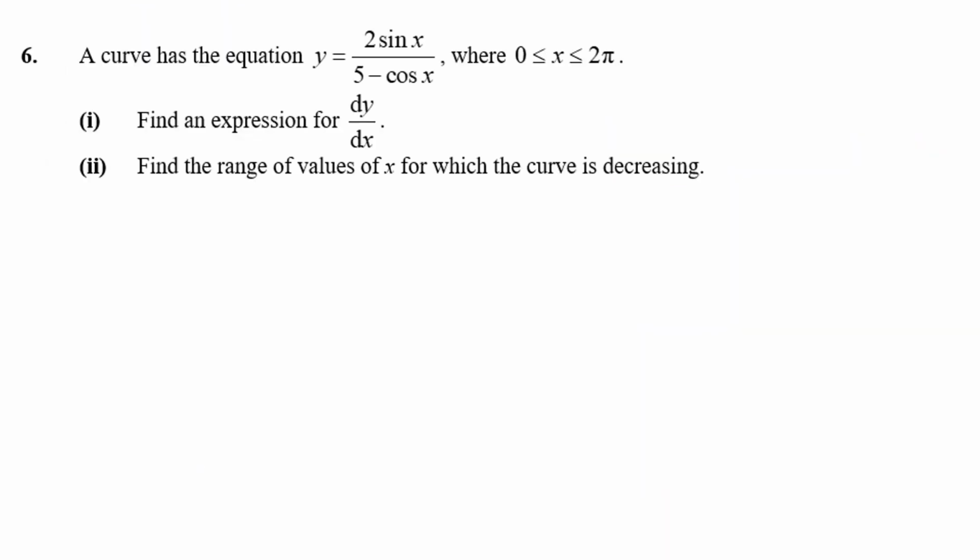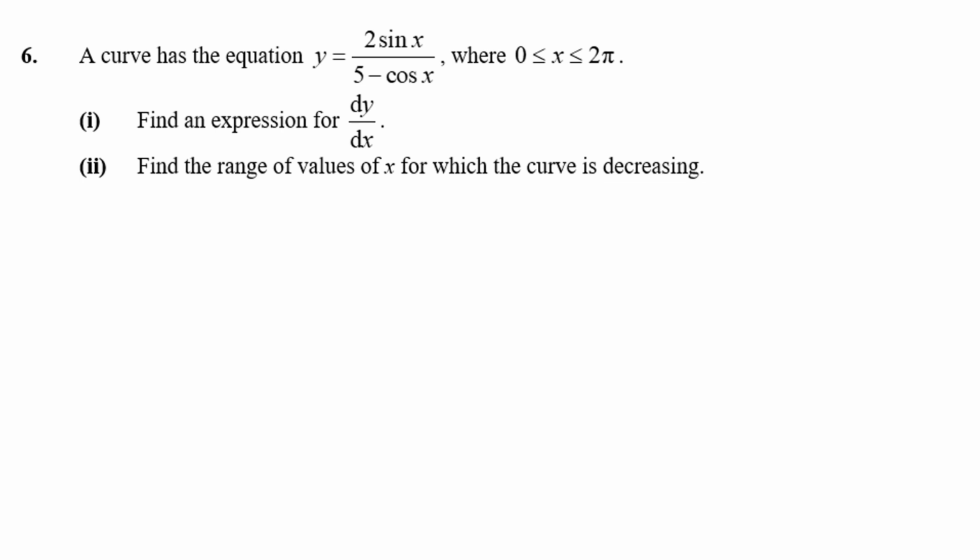Right, let's look at the last question. You are given the curve has the equation y equals 2 sin x over 5 minus cos x, where x is between 0 and 2 pi inclusive. Part 1: find the expression for dy over dx. Part 2: find the range of values of x for which the curve is decreasing. Okay, so let's do part 1.